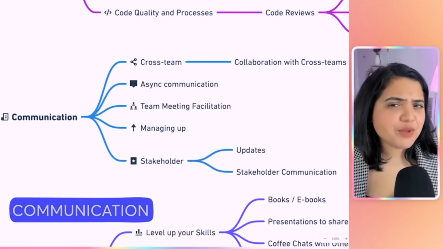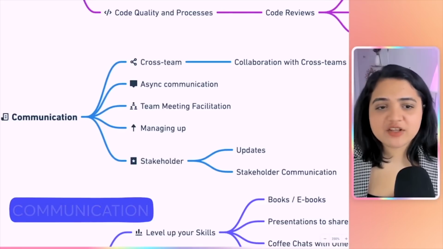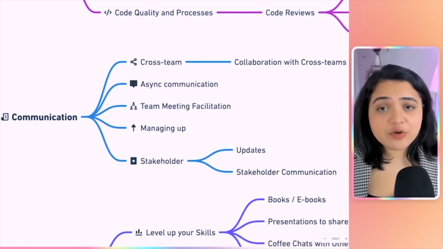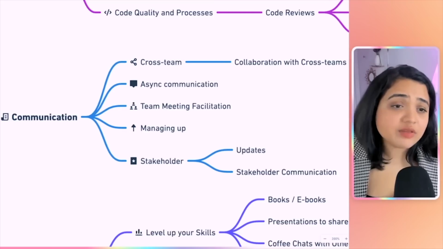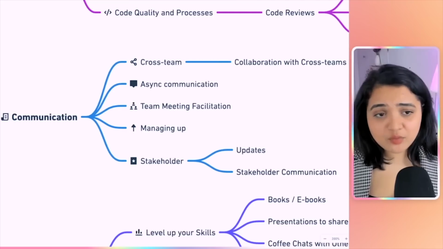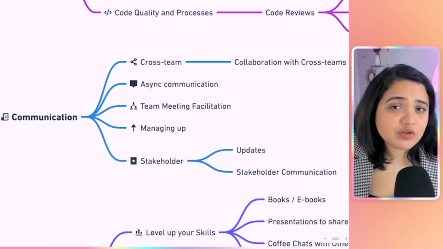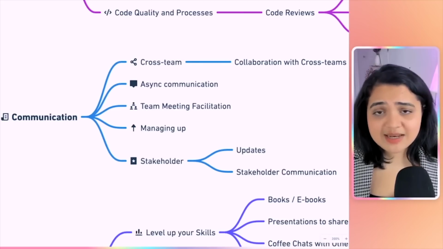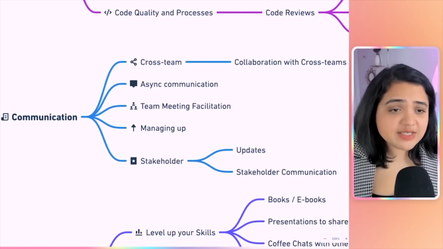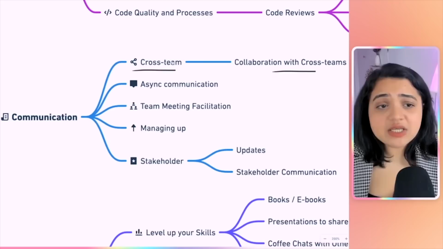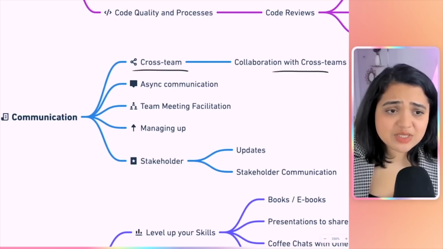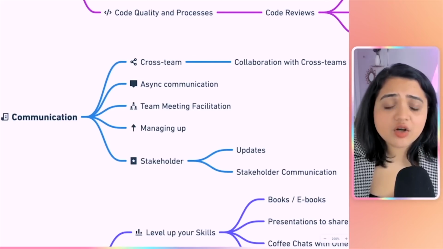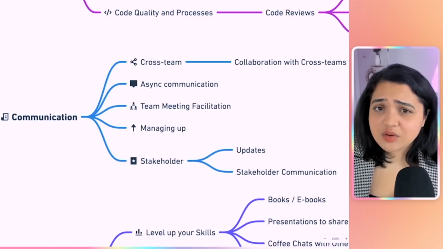Communication is a very important pillar as an engineering manager. You need to make sure that you're communicating right, effectively, and frequently with anyone you're working with, so that you all are on the same page and there are no misunderstandings in your work culture. So for example, if you're working cross team, then there is proper collaboration and practices with cross teams, that people are talking to each other, there's proper meeting facilitation, the teams are working well together.